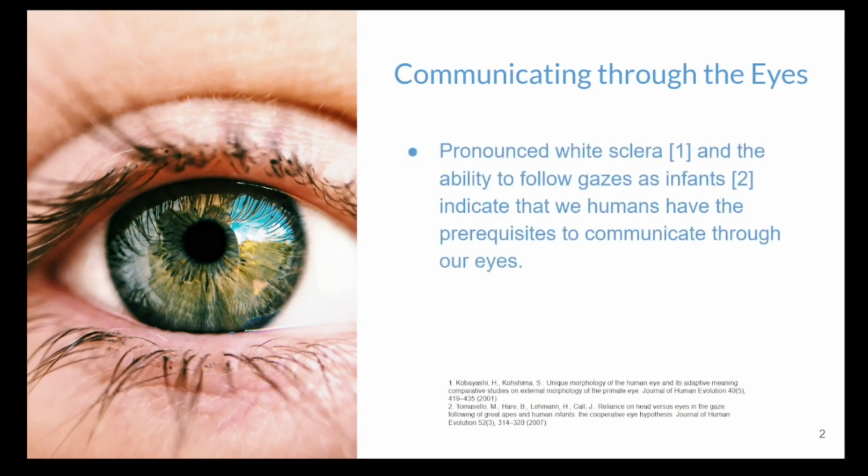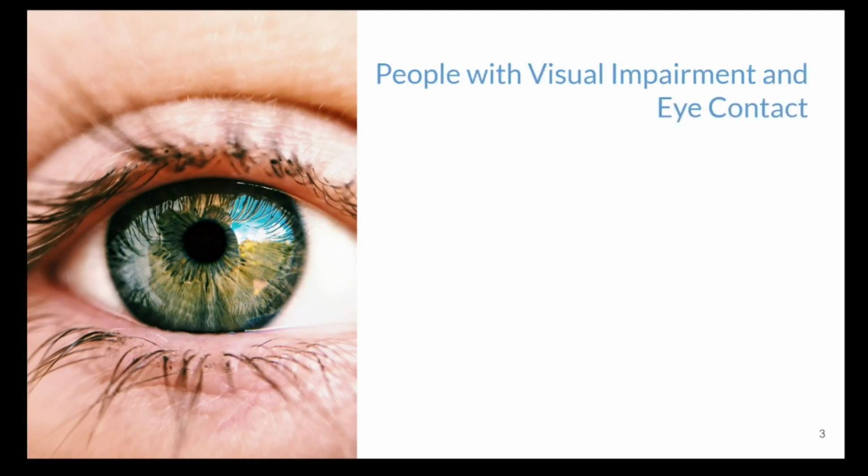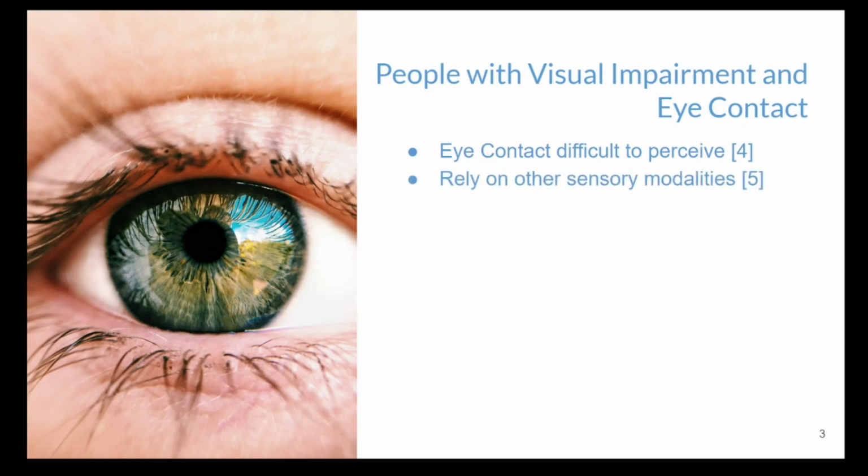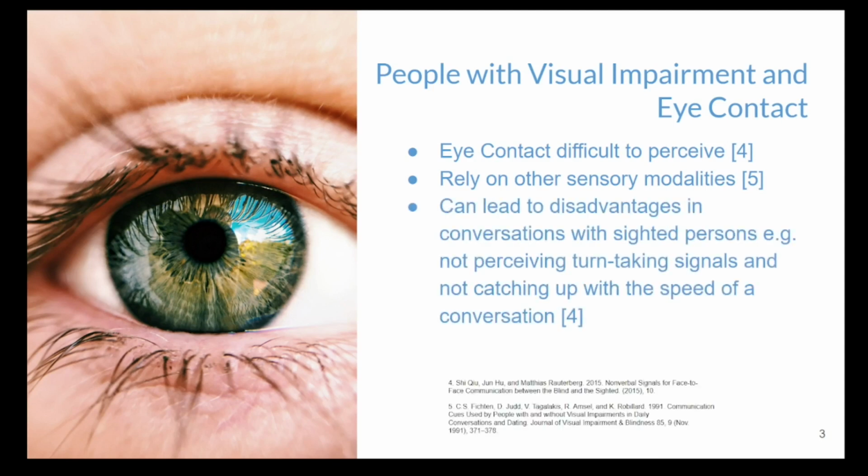communicate via our eyes. But what does eye contact mean for people with visual impairments? Of course, eye contact is difficult to perceive and they rely on other sensory modalities to compensate. But this can lead to disadvantages in conversations with sighted persons. For example, when they are in a conversation and they cannot perceive the gaze as a turn-taking signal, which also means not catching up with the speed of a conversation.